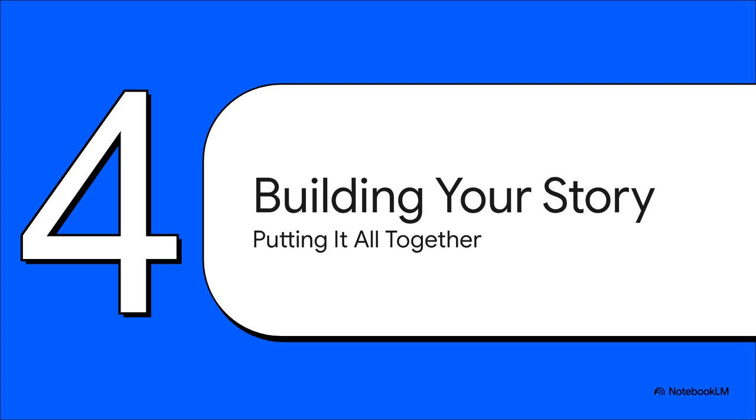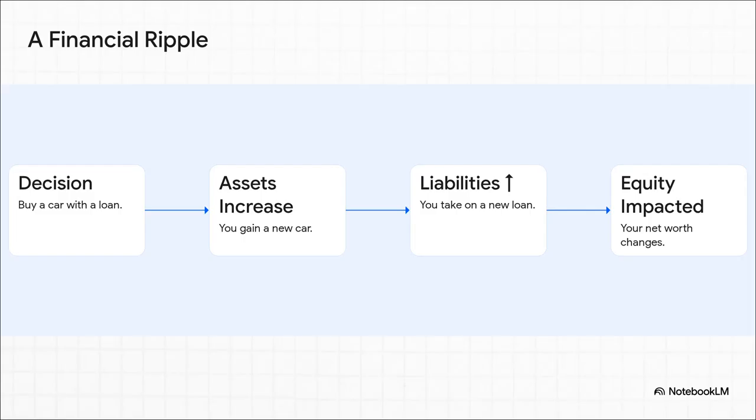Now we can see how every single money decision you make isn't happening in a vacuum. It's all connected. Let's see how. Think about something common, like buying a car with a loan. First, you decide to do it. Instantly, your assets go up. Hey, new car! But at the exact same time, your liabilities also go up because you now have a car loan. And the result of those two things happening at once, your overall equity, your net worth, takes a hit.